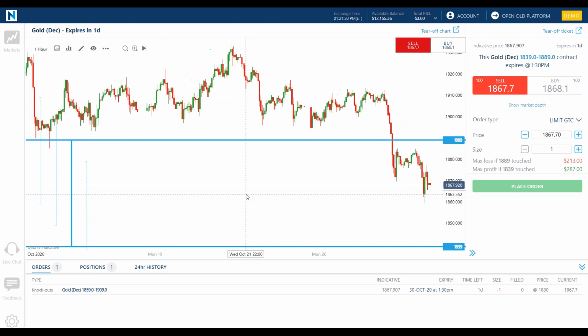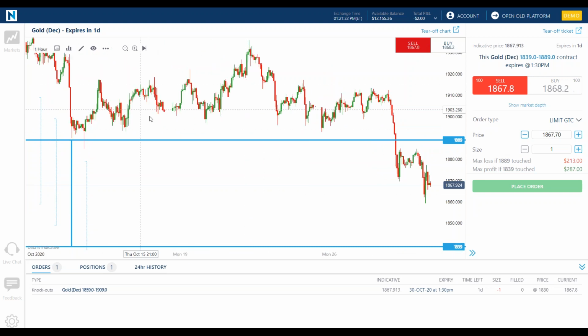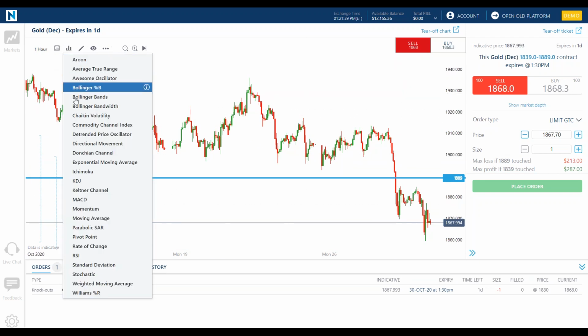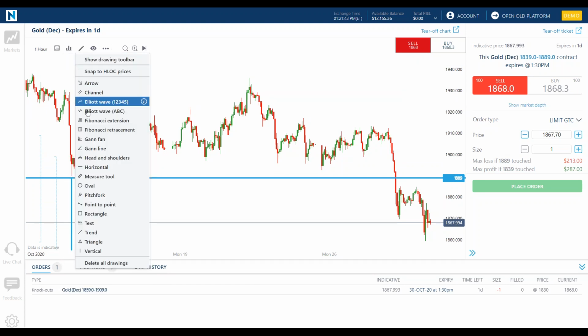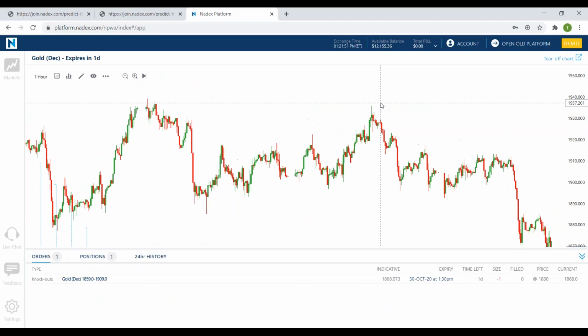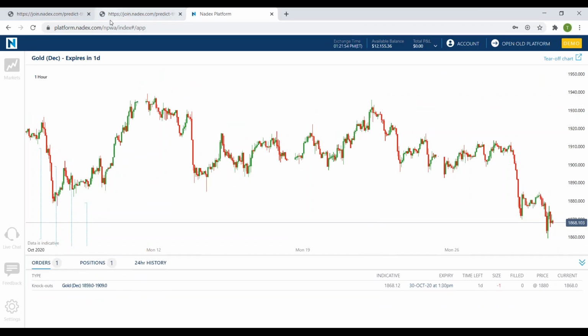Again, we've got tools. Here we go on the charts. It's been in this downtrend. We've got technical indicators to help you. We've got drawing tools to help you. And you can certainly put those on your charts and make your chart look however you would like it to look.